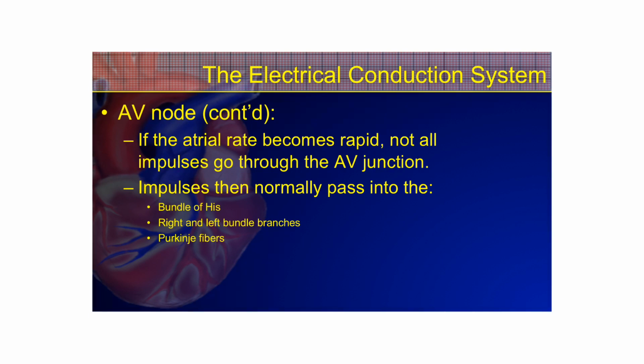So normally, impulses will pass through the AV junction into the bundle of His, and then move rapidly into the right and the left bundle branches on both sides of the intraventricular septum. If the atrial rate becomes very rapid, then the AV junction can regulate the number of impulses that reach the ventricles. So you could have the atria depolarizing more times than the ventricles, and if you think about how that would look on an EKG, you would probably get more P waves than QRSs, right?